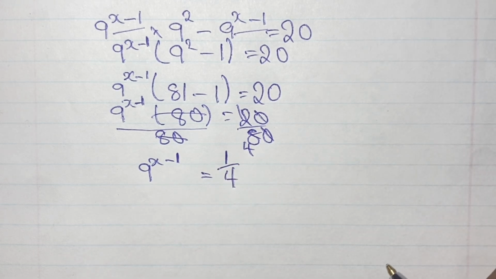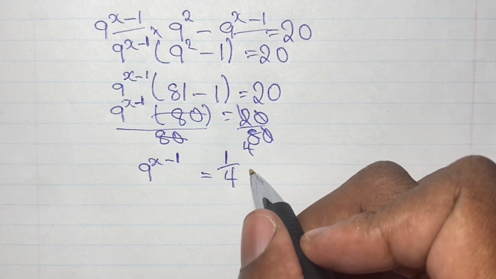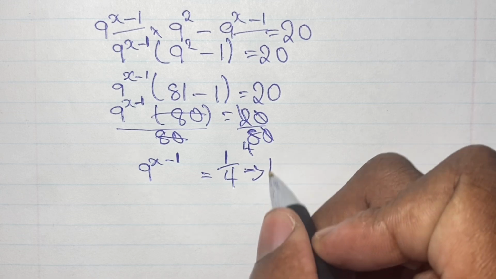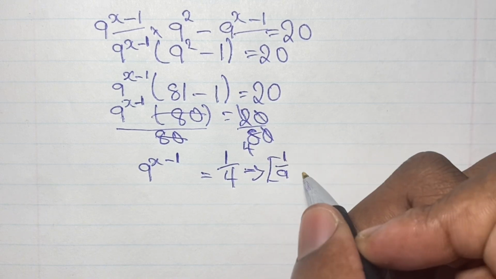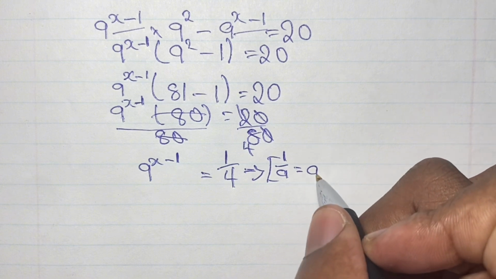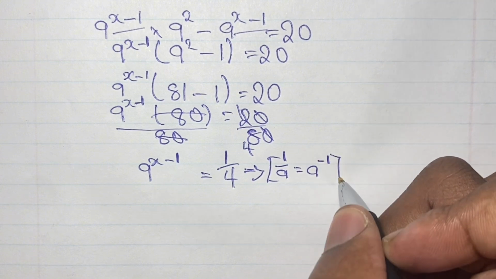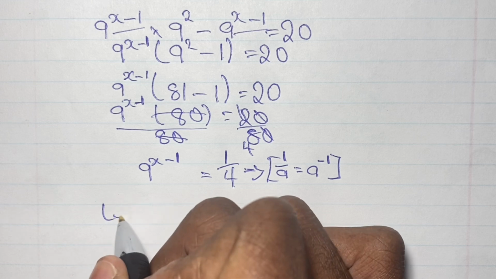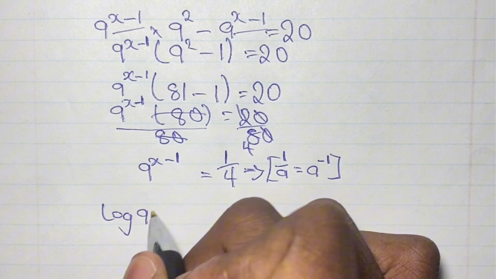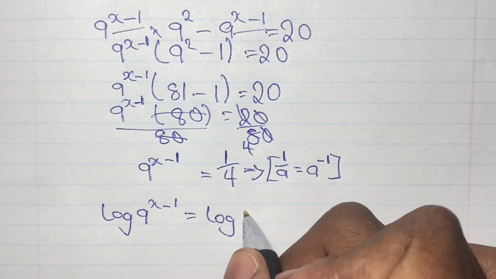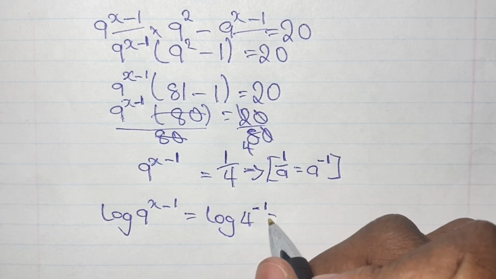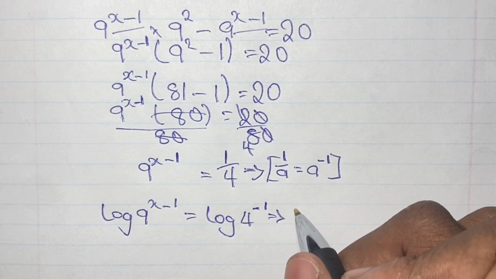Now if we look at a quarter, we could actually use our index law here. So we would have 1 over a is the same as saying a to the power of negative 1. Now from here onwards, we'll be using our logarithm to solve for the value of x. So then our equation could be written as log 9 to the power of x minus 1 is equal to log 4 to the power of negative 1.